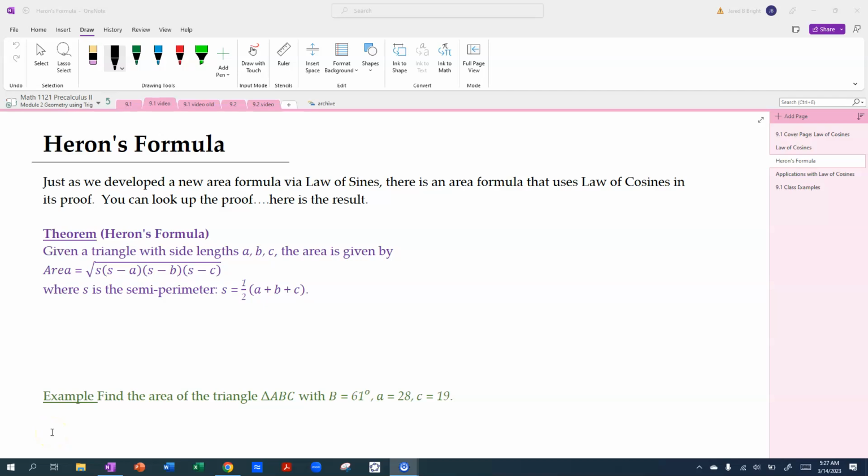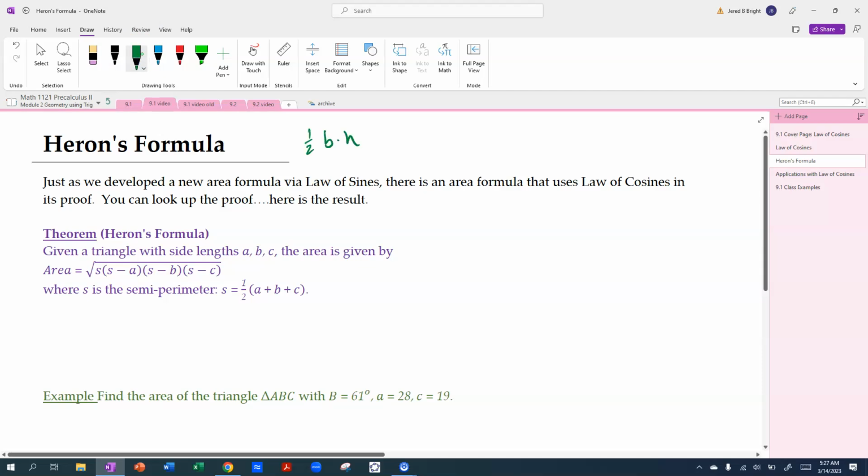In this video, we're going to talk about Heron's formula, and it is a formula that is used to find the area of a triangle. We have seen area formulas before. We of course have the classic 1/2 base times height for a triangle.